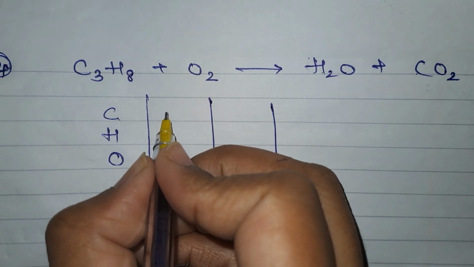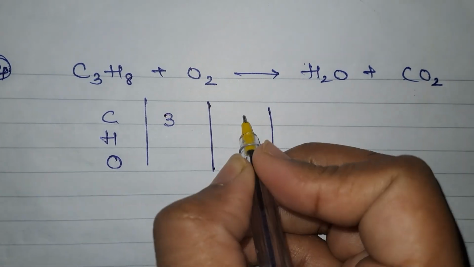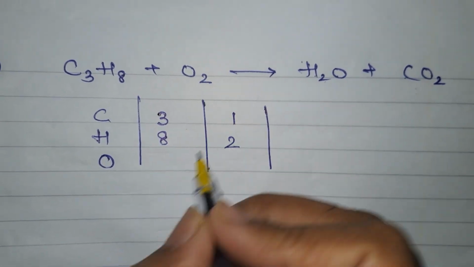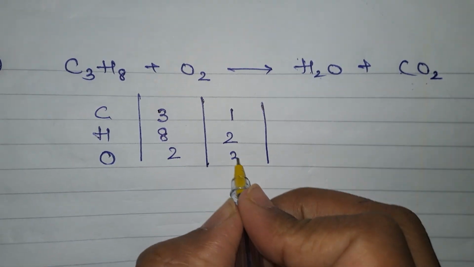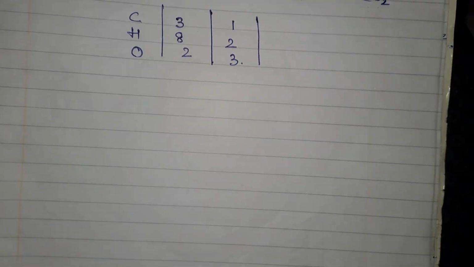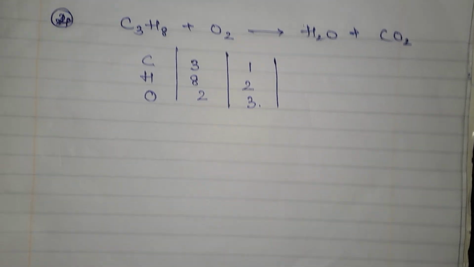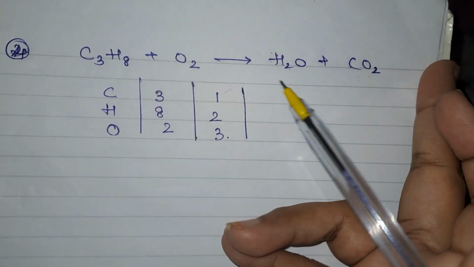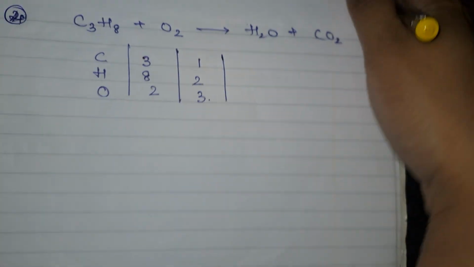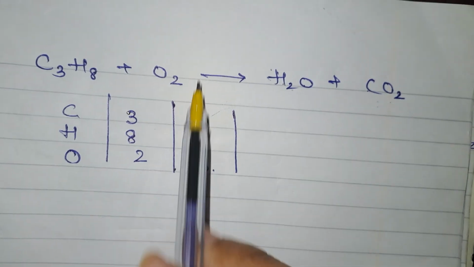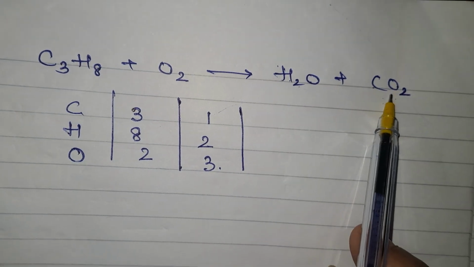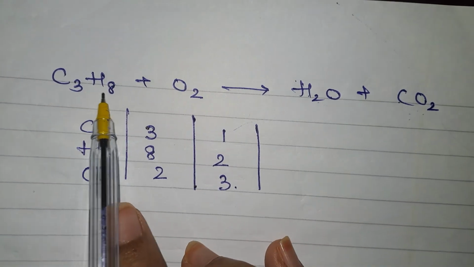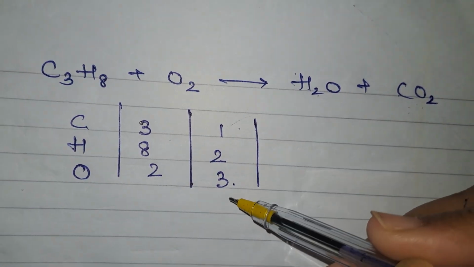So on my left hand side I have 3 carbons, and I have 1 carbon in here. Here I have 8 hydrogens, here I have 2 hydrogens, here I have 2 oxygens, but here I have 3 oxygens. So how am I going to balance them? Okay, to balance this I will start with my hydrogens. Now, because oxygen is split up, I cannot start with balancing oxygen. I can start with either of the ones which are not balanced. Here you see none of them are balanced actually.